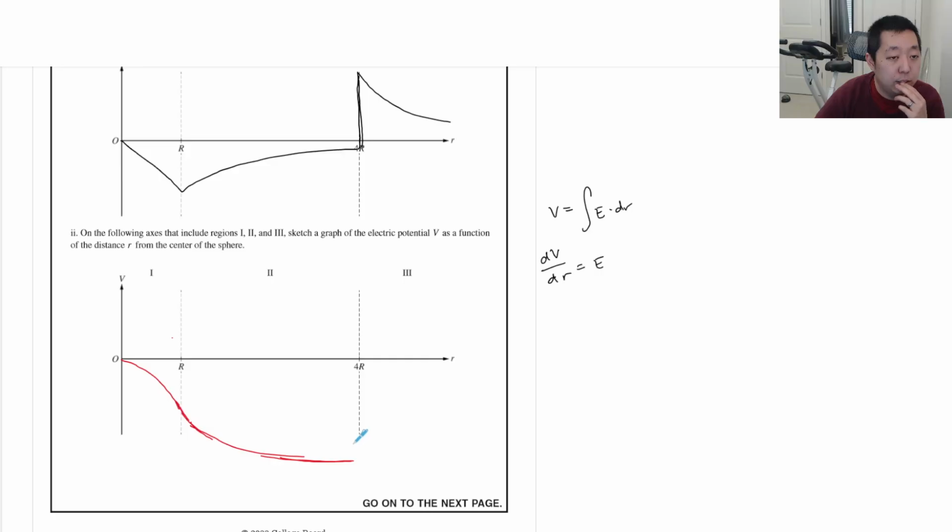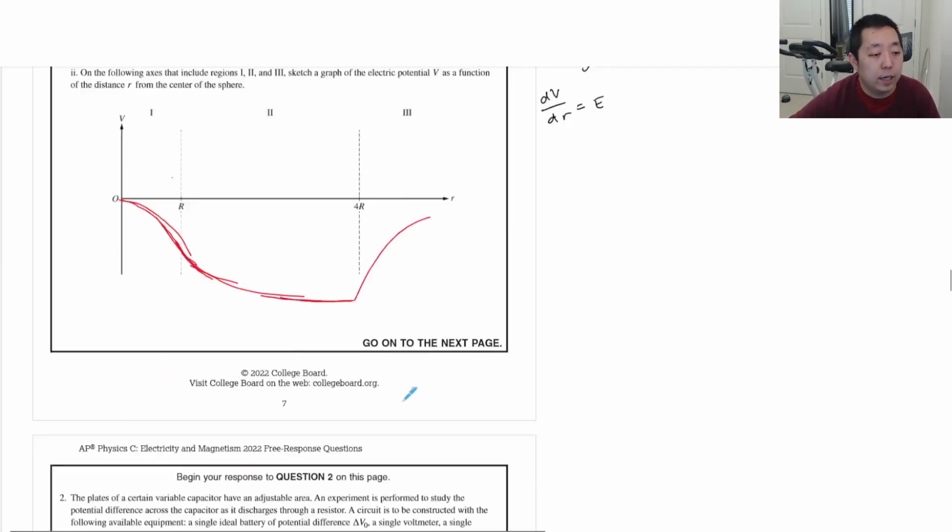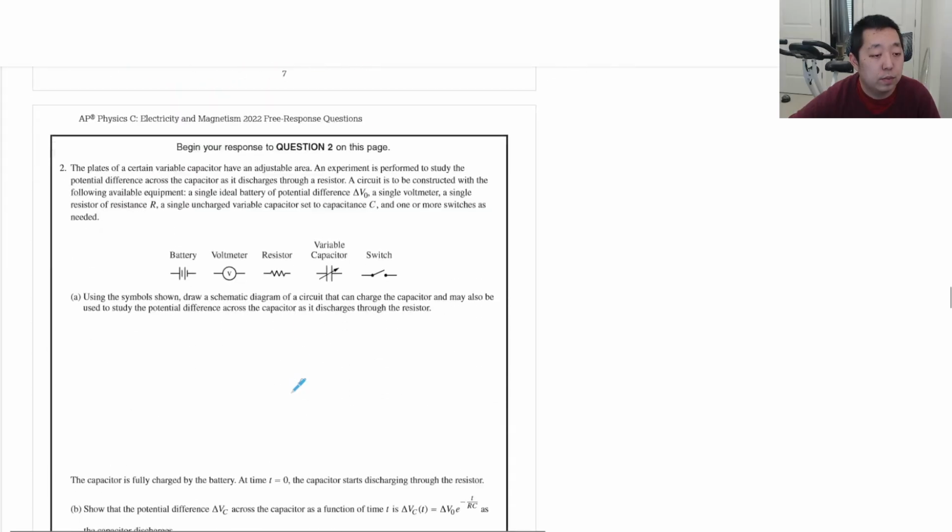And then the potential starts to increase at that point. Then it goes as 1 over r squared for the field, so the potential will be like 1 over r. It'll be positive sloped, and more like this then. Yeah, something like that. Okay, good. I think hopefully that makes sense.